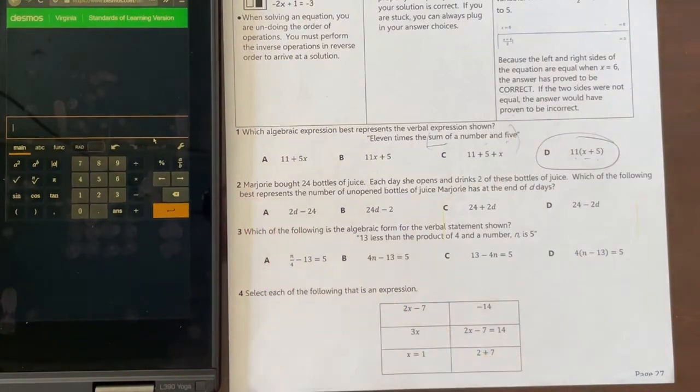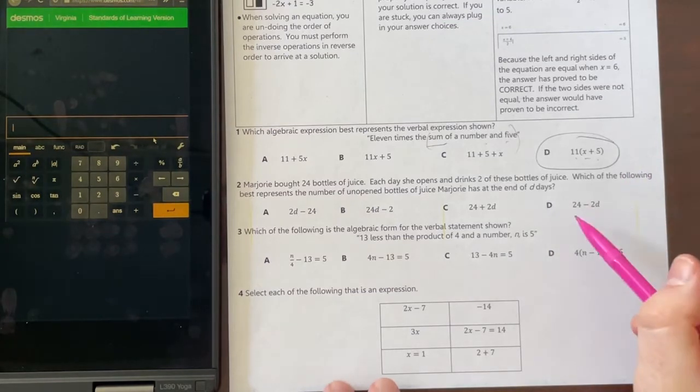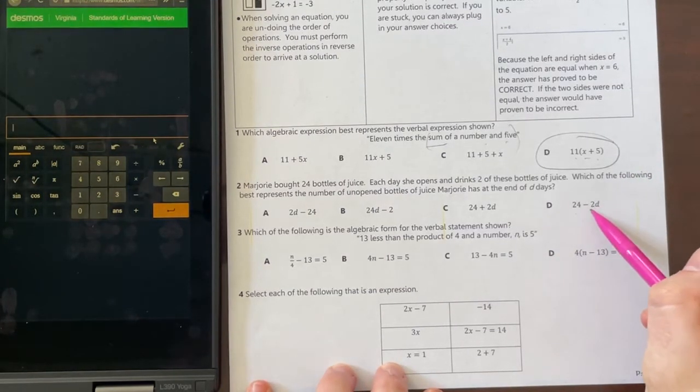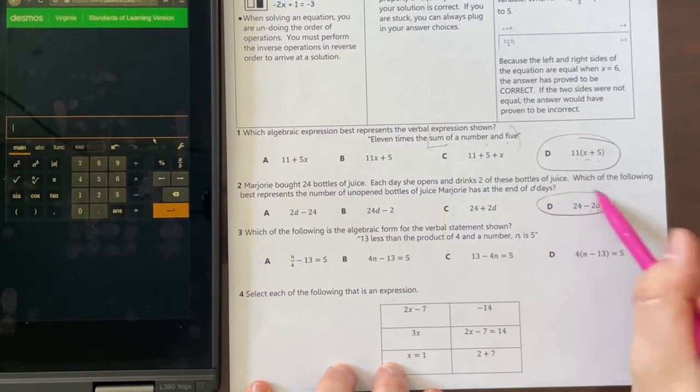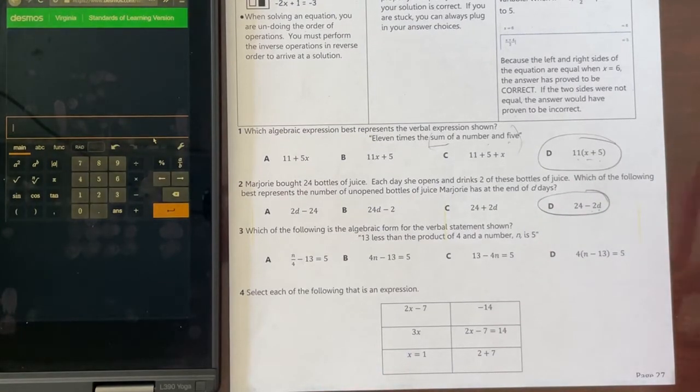And then it says for number 2, Marjorie bought 24 bottles of juice. Each day she opens and drinks 2 of these bottles of juice. Which of the following best represents the number of unopened bottles of juice Marjorie has at the end of the day? So she's taking 2 out per day. She started with 24. She's taking 2 out per day. So it would be D for that one.